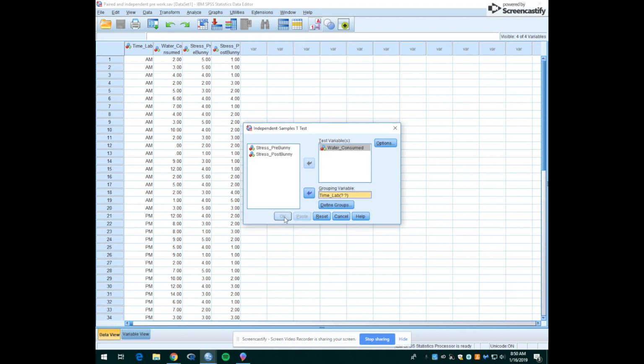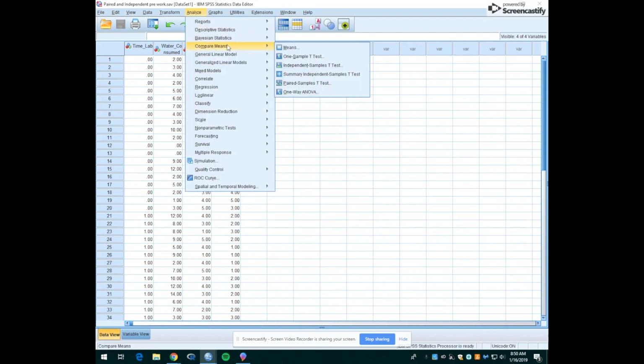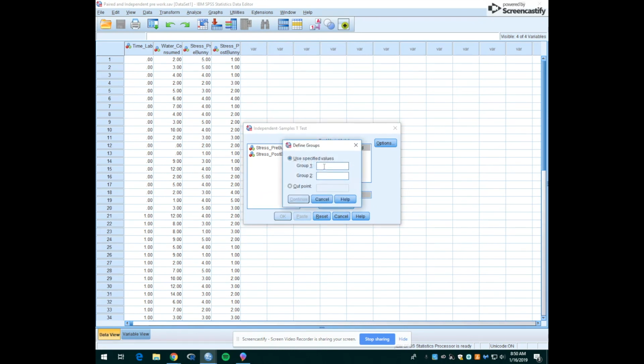Now you'll see that we can't just hit OK yet, because what SPSS needs to know is how we want to group the variables. So we need to define the groups. In this case, if I cancel out of here, you'll be able to see by hitting this value labels button that AM and PM were represented by ones and zeros. Okay, so let's go back into Compare Means, Independent Samples. Again, we'll move the water consumed over into the test variables box and the time of lab into the grouping variable. Now we're going to define the groups based on zeros and ones because that's how it was set up.